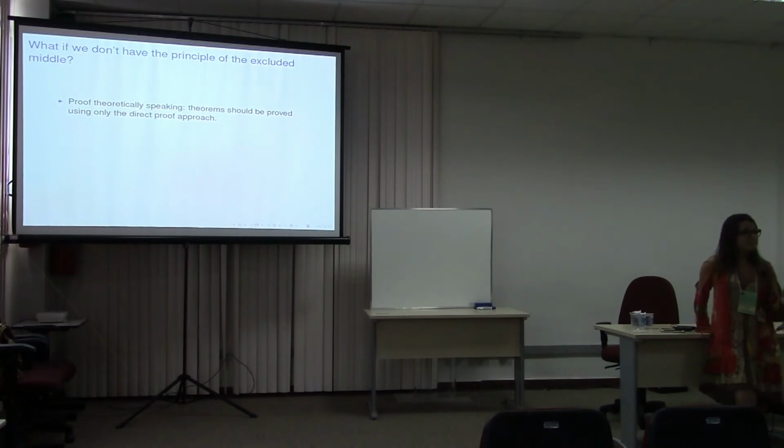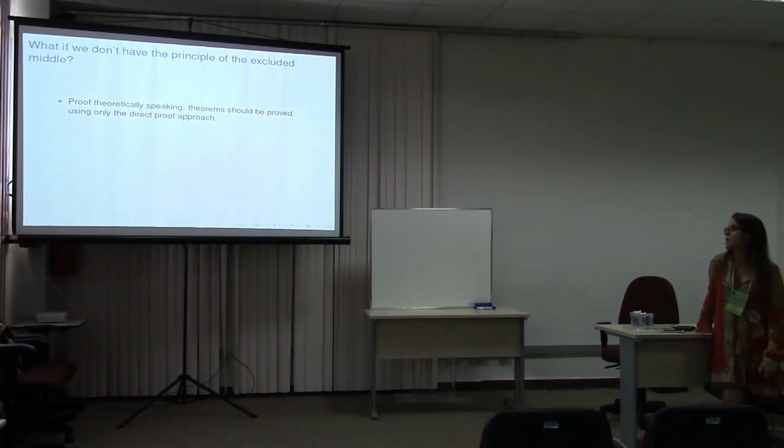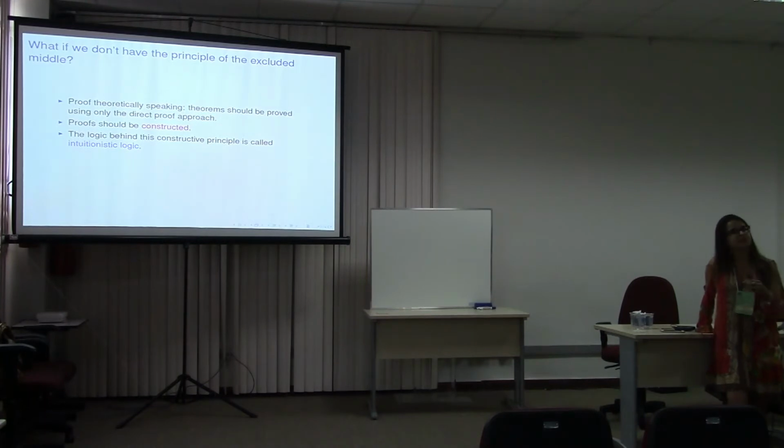So what happens if at some point we say, okay, I don't like the principle of the excluded middle, and I want to do proofs without using that? Well, if you take this approach, then you cannot use contradiction or contraposition anymore. You have to give a direct proof, right? That means that proofs should be constructed somehow. And then, of course, you're not in classical logic anymore.